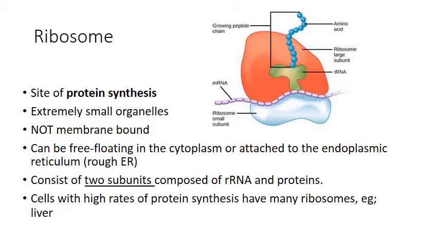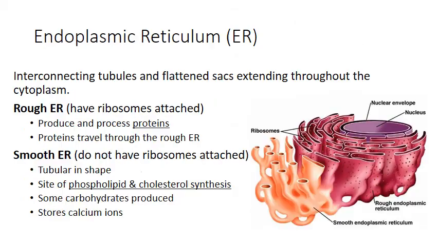There are two subunits composed of rRNA and proteins, and cells with high rates of protein synthesis can have a lot of ribosomes. So in our liver, where we tend to break down a lot of protein, create a lot of protein to break things down, my liver cells will have quite a lot of ribosomes.